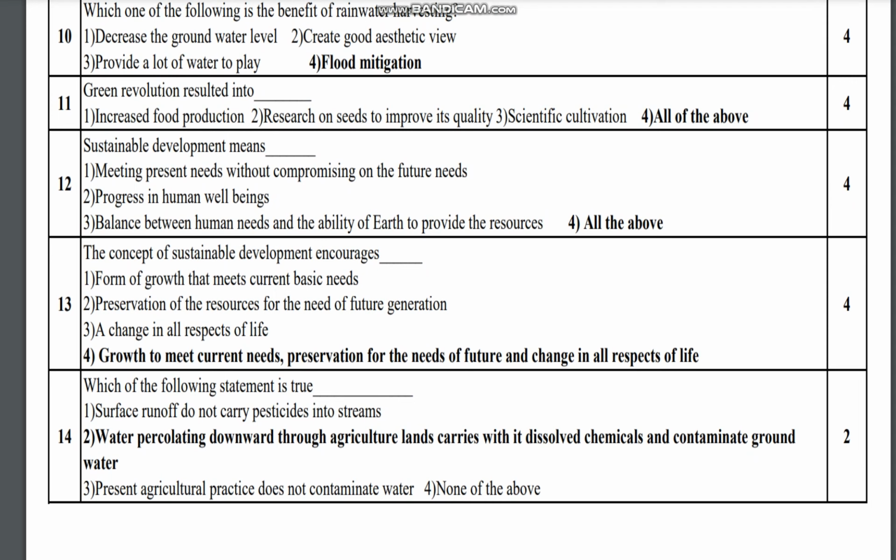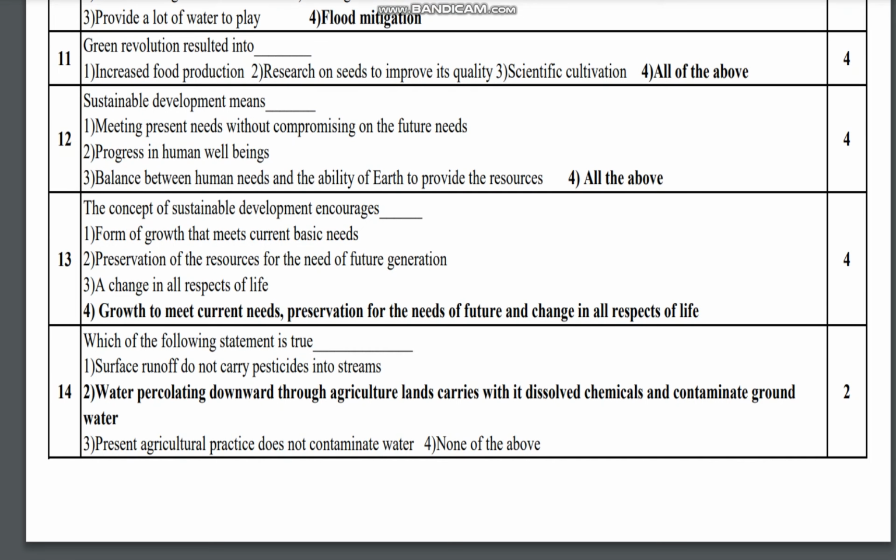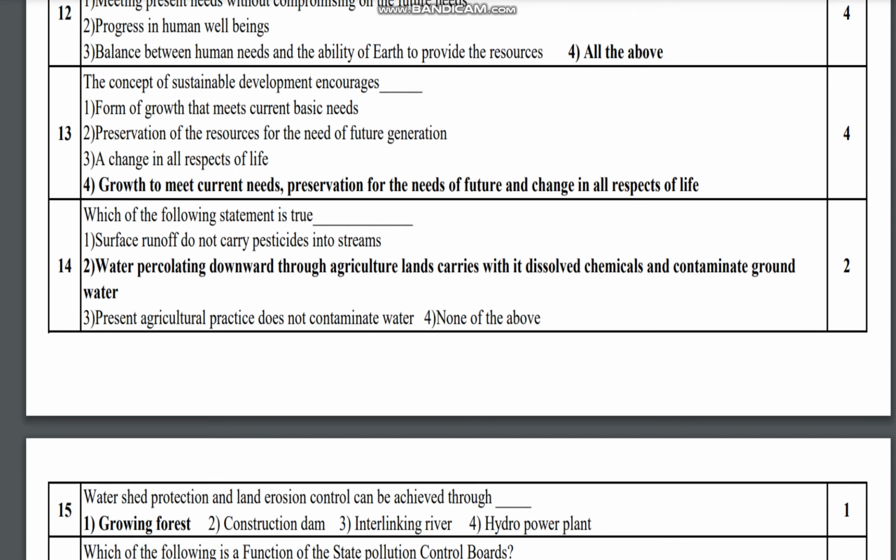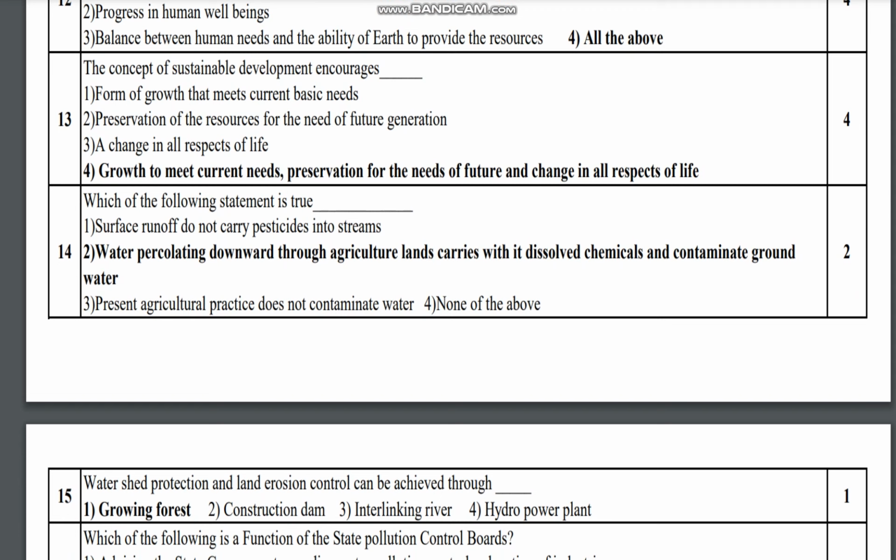The green revolution resulted in increased food production, research on seeds to improve quality, and scientific cultivation. Sustainable development means meeting present needs without compromising the future, then progress in human well-being and balance between human needs and the ability of the earth to provide the resources. Then question number 13: the concept of sustainable development encourages growth to meet current needs, preservation of the needs of the future, and change in all respects of life.